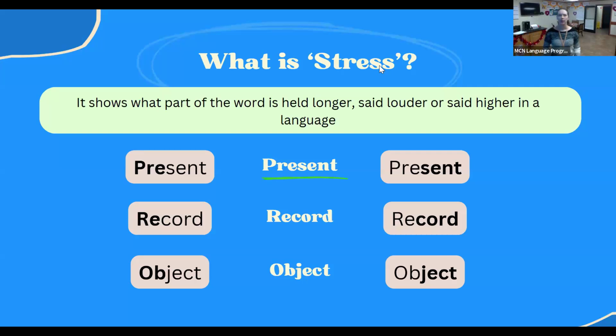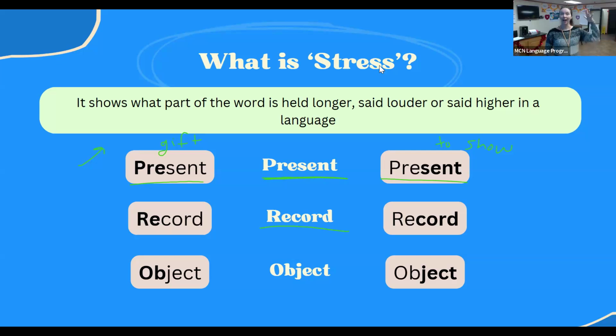This word right here has 2 different meanings depending on how I say it. Present, present. It changed the meaning, right? This is a gift. And this is to do what I'm doing right now, a presentation, right? In this case, I'm going to write to show, right? Present, present. That's what stress is. So the stress is the part that is emphasized.